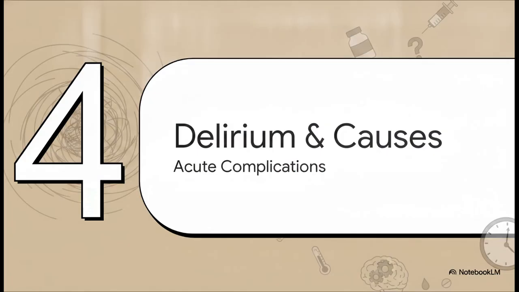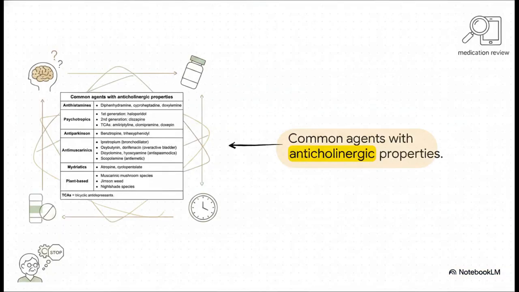Section 4, Delirium and Reversible Causes. Polypharmacy and anticholinergic burden are massive triggers for delirium in older adults. High-yield offenders here include over-the-counter antihistamines like diphenhydramine, bladder antispasmodics like oxybutynin, opioids, sedatives, and TCAs. If you get an older patient presenting with acute confusion right after starting a new med for seasonal allergies or urinary incontinence, your next best step is a meticulous medication review to find and stop the offending agent.